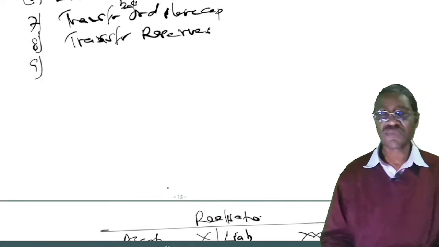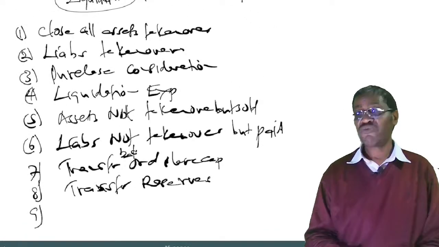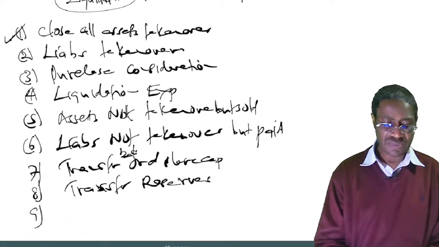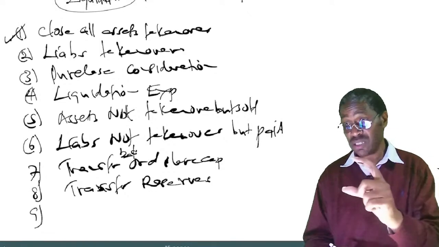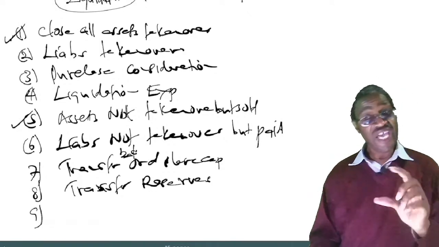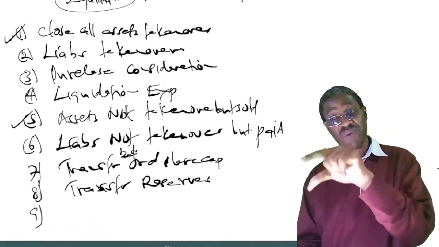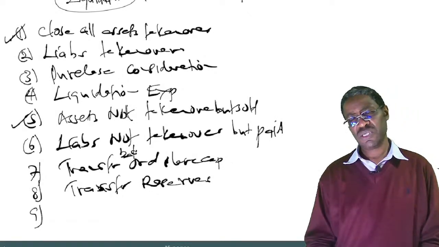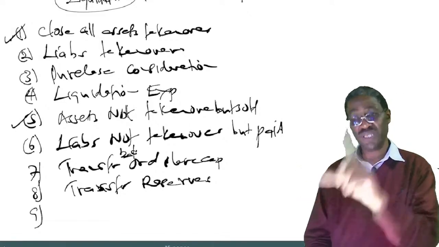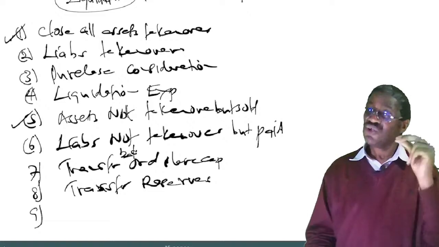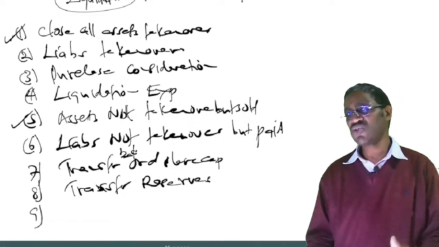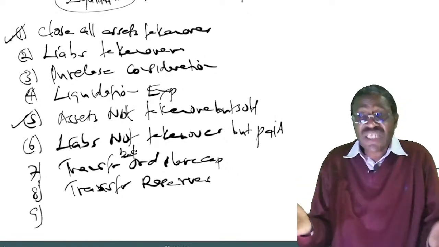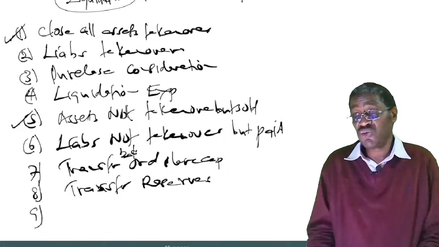Number nine, for number 9, I took you back to step number 1 and step 5. Step number 1 says, close all assets taken over. Number 5 says, with any assets not taken over, but sold. What if you, company A, have some assets which company B did not take over in step 1? And at the same time, you couldn't get somebody to sell them to. So you have some assets which B can't take over, and you can't get anybody to sell them to. Under number five, what do you do? You say it.